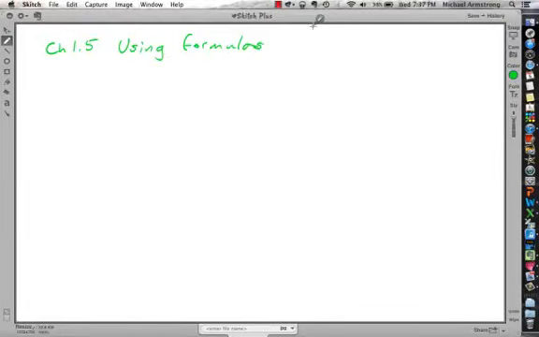Okay, Chapter 1, Lesson 5, using formulas. This is kind of a fun lesson, and in a lot of ways it's pretty easy. It looks scary because we have to use a lot of letters. It makes it look like algebra.